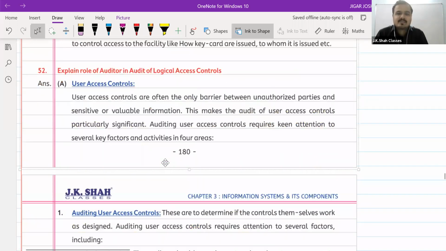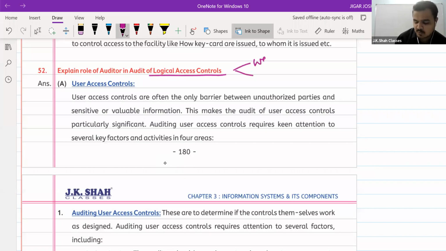Now, my dear chartered, the next important control which we are going to refer to is purely logical access control. You are going to do the audit of completely logical access control. Now, what do you mean by logical access control? Logical access control refers to two most important controls. First one, who is allowed. Second, to what extent the person is allowed.